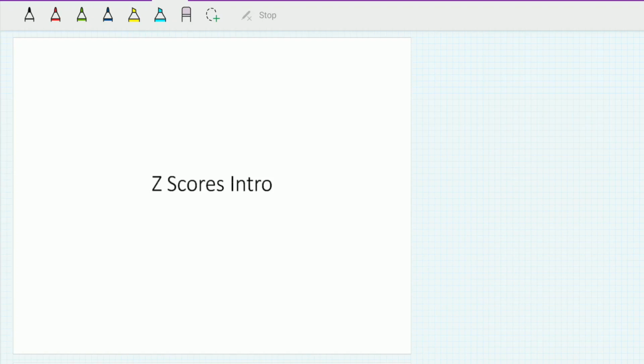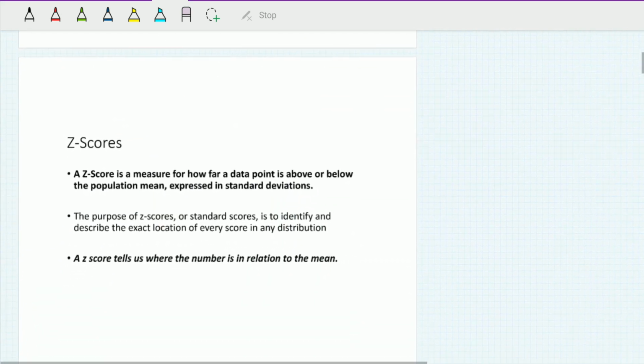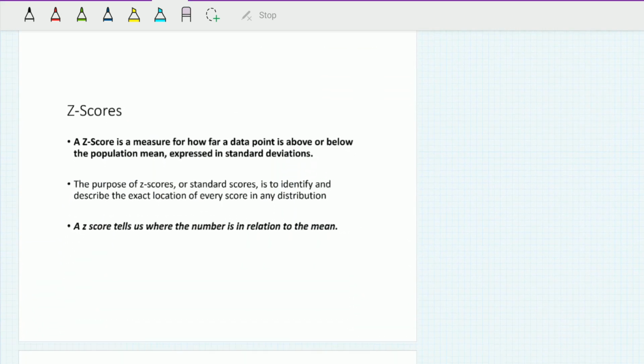This video is going to talk about z-scores and how we use them, or how we can convert raw scores into z-scores. I'll go into what a raw score is and stuff like that. All right, so just very quick definitions for z-scores.